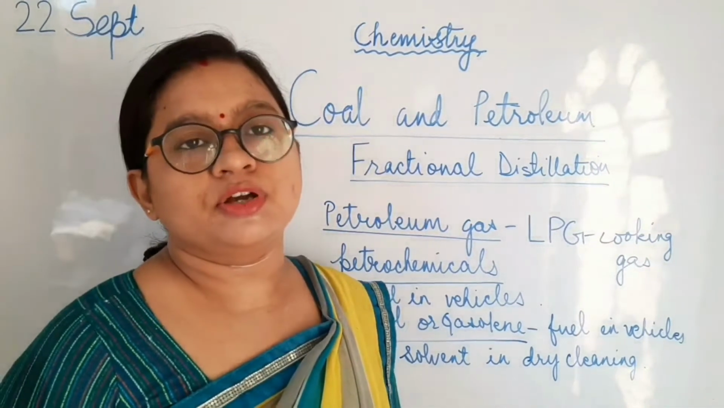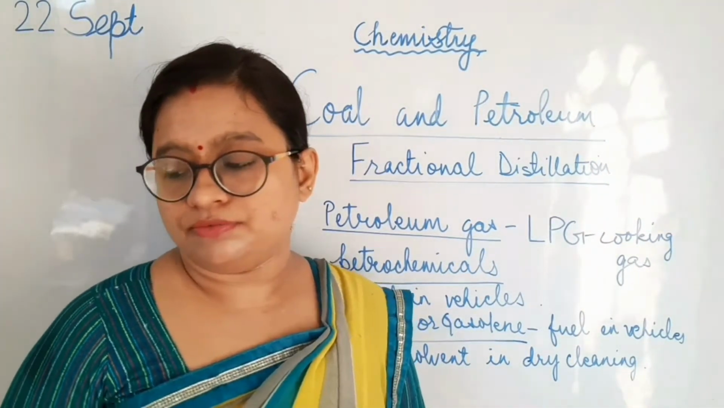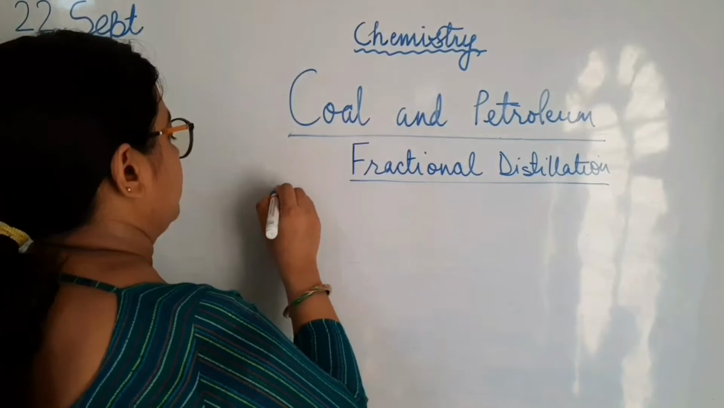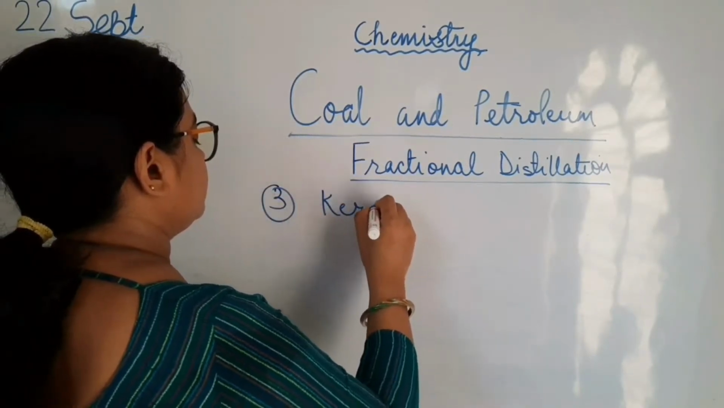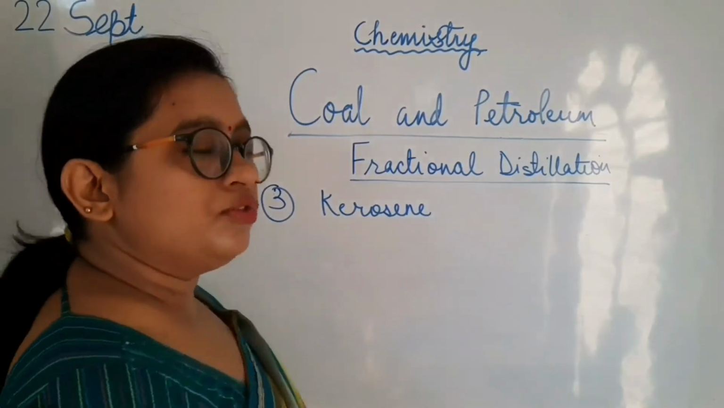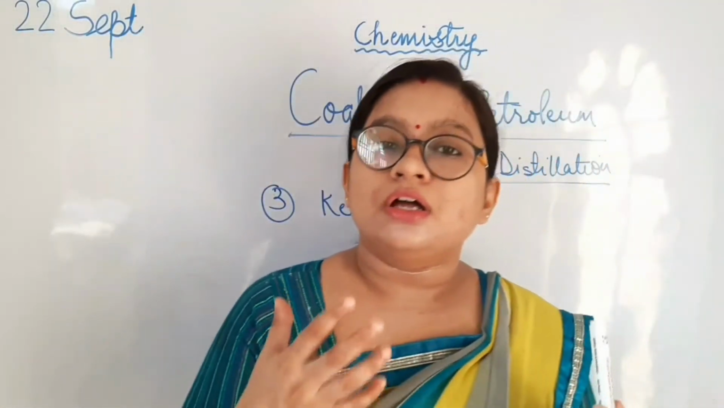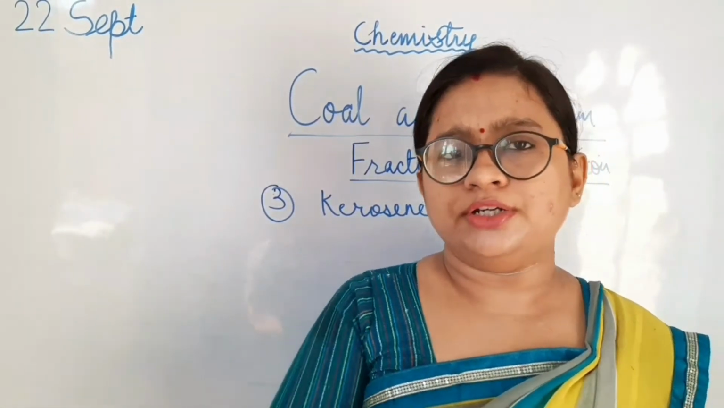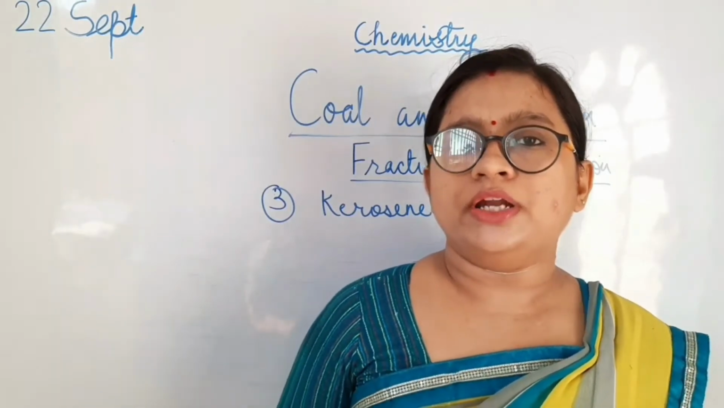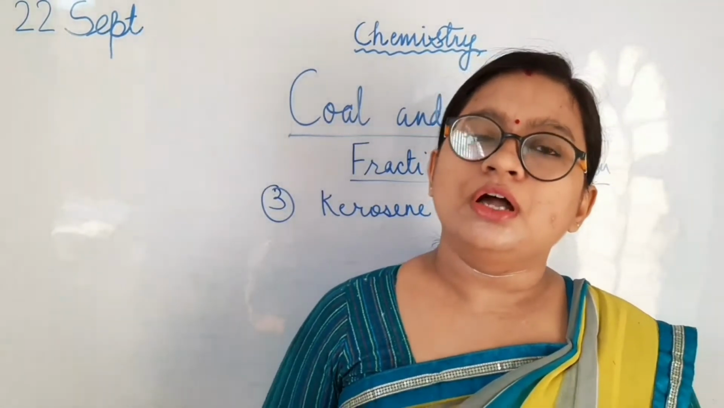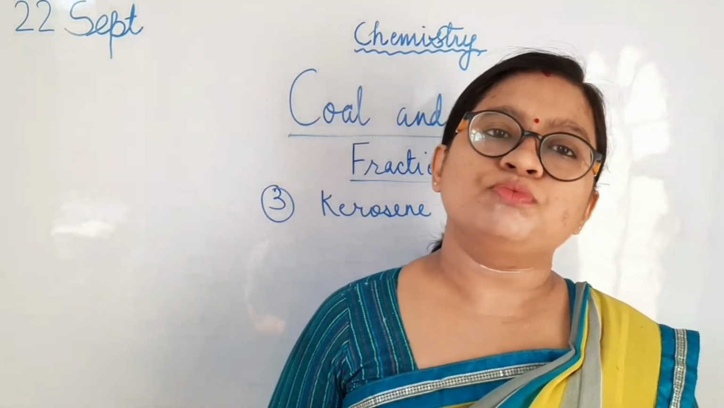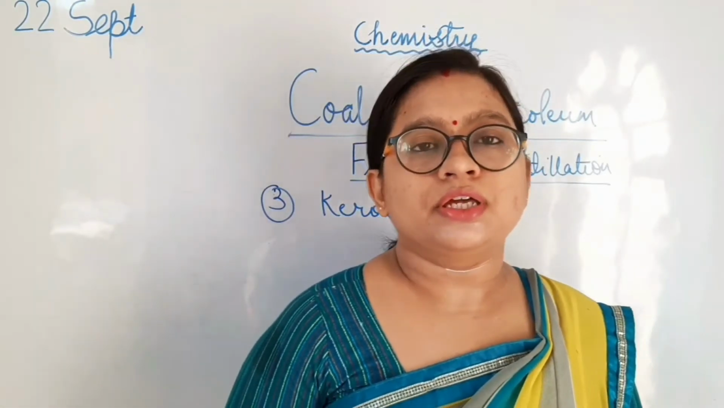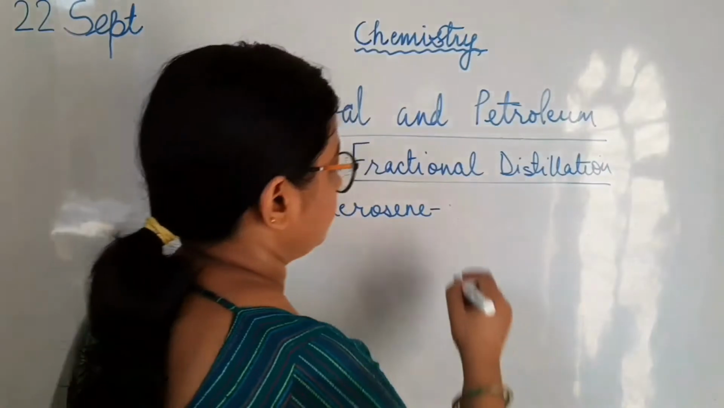Now let's move to the next product of the fractional distillation. The next product is kerosene. Kerosene is also a highly inflammable liquid fuel and it is used for lighting purposes. If we move back to older times, when electricity was not available everywhere, in those places kerosene used to be used for lighting in lamps. So the main use of kerosene is for lighting purposes.